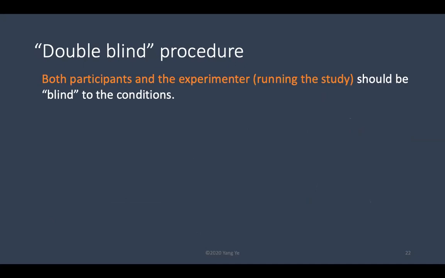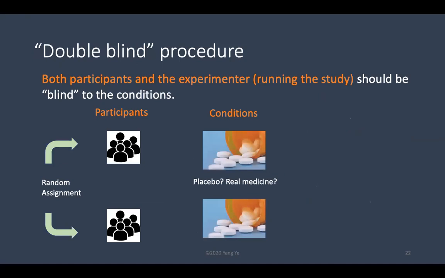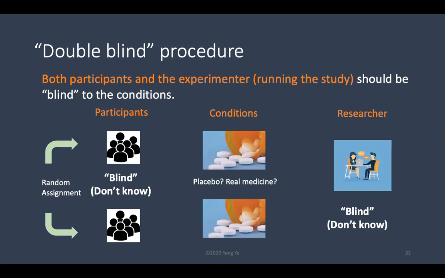To address this kind of issue, we usually use a double-blind procedure, so that the participants and the experimenter who is running the study are blind to the conditions. You can have random assignment, but the experimenter and the participants don't know which drugs they're actually taking. Of course, there are people who know about this, just not the person who is actually giving out the drugs. This kind of double-blind procedure reduces both the placebo effect, or participation effect, as well as the experimenter expectation effect.